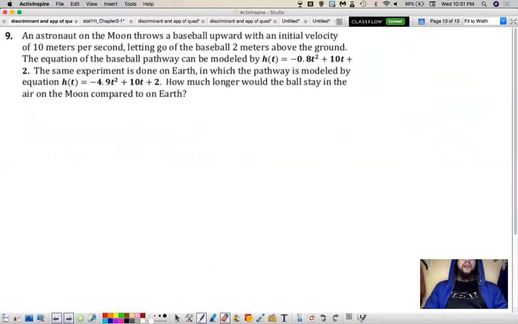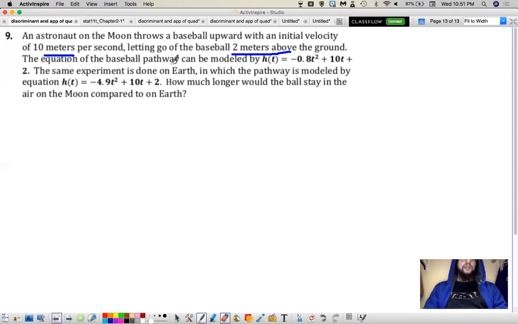Last one. An astronaut on the moon throws a baseball upward with an initial velocity of 10 meters per second, letting go of the baseball 2 meters above the ground. Okay, so again, sorry, I lost myself. We're given the equation, so we don't have to worry about what this means.